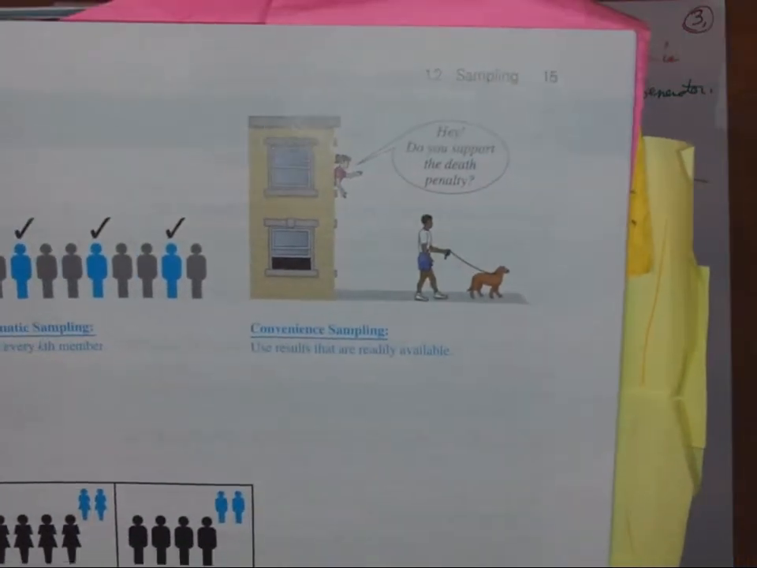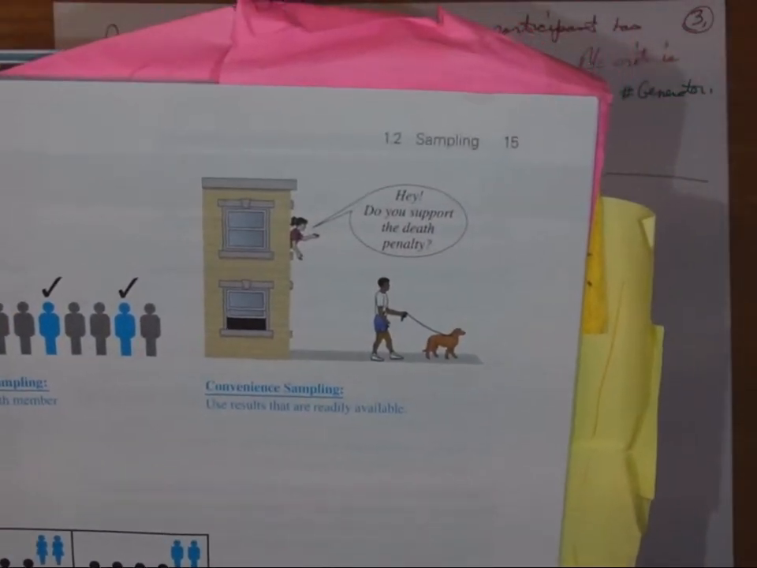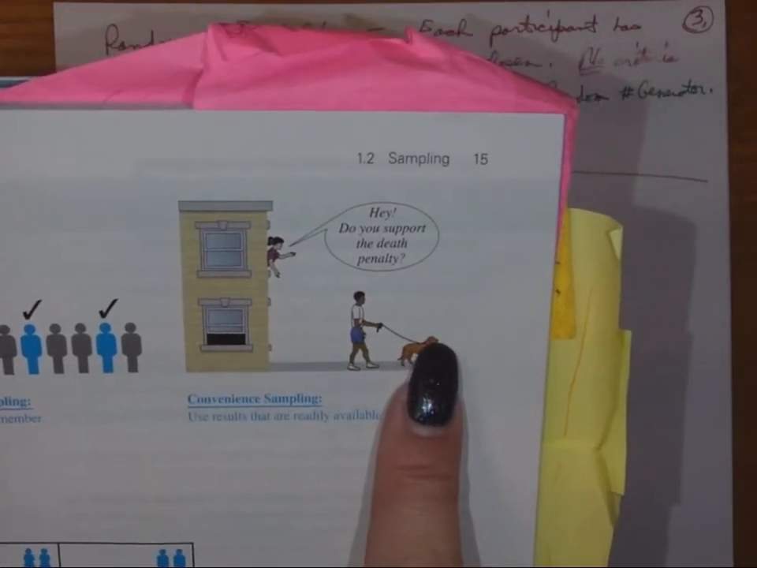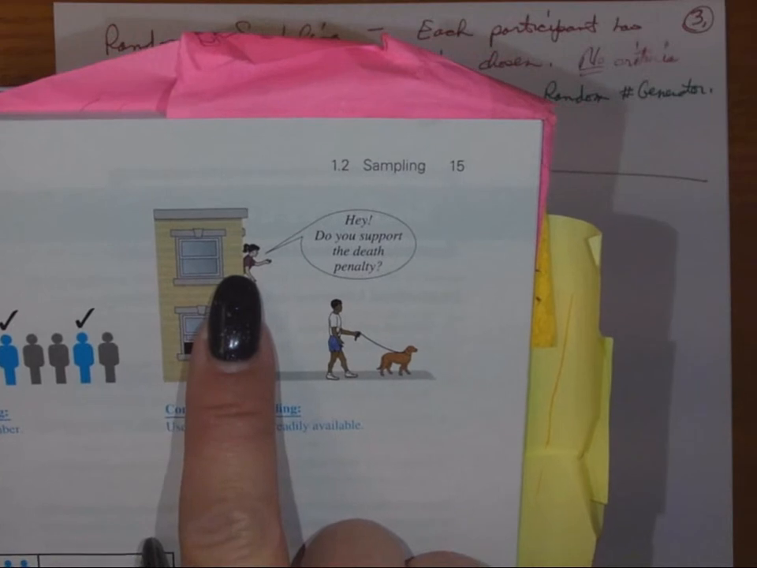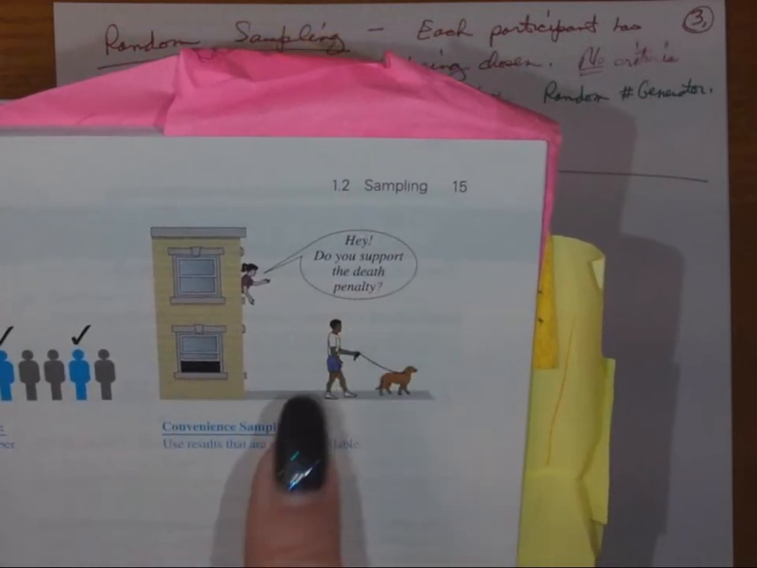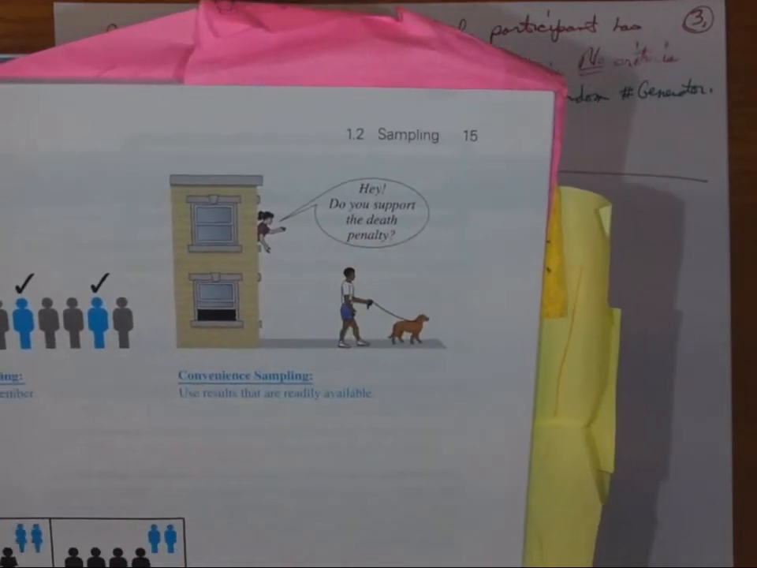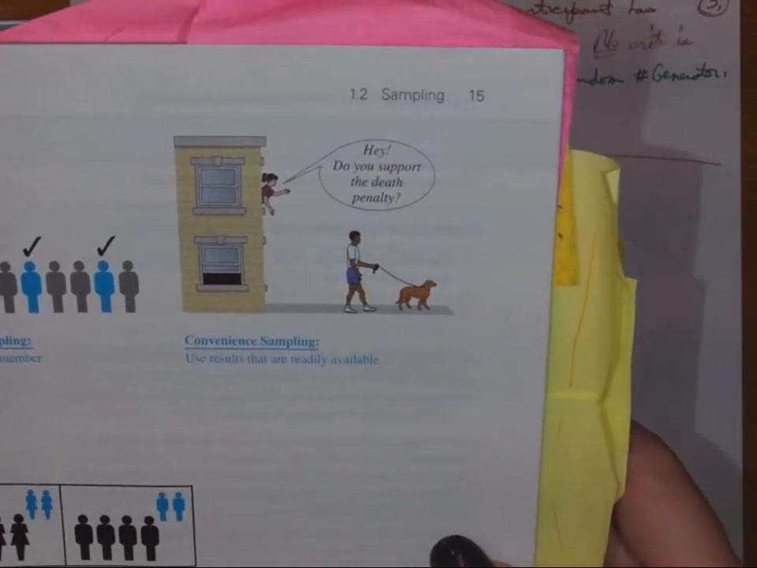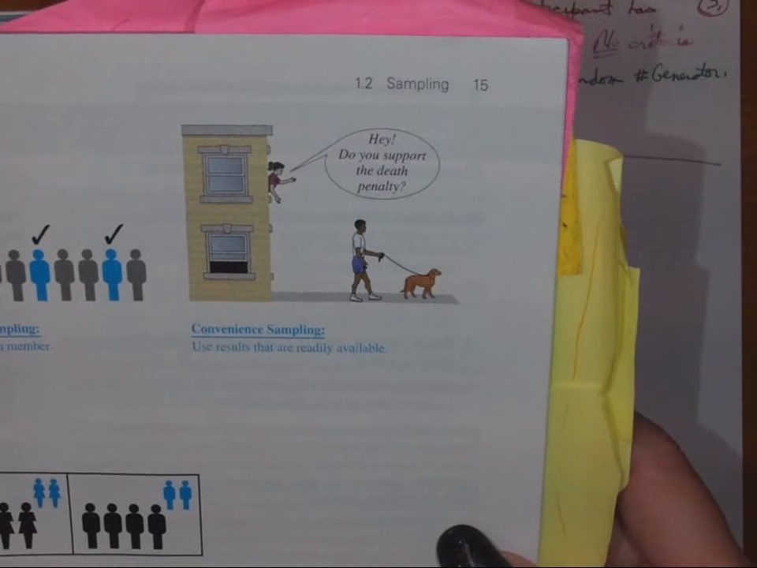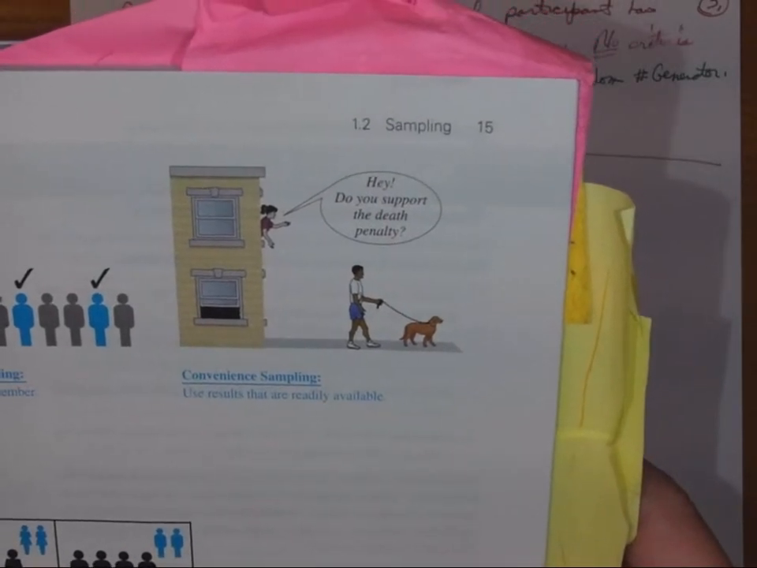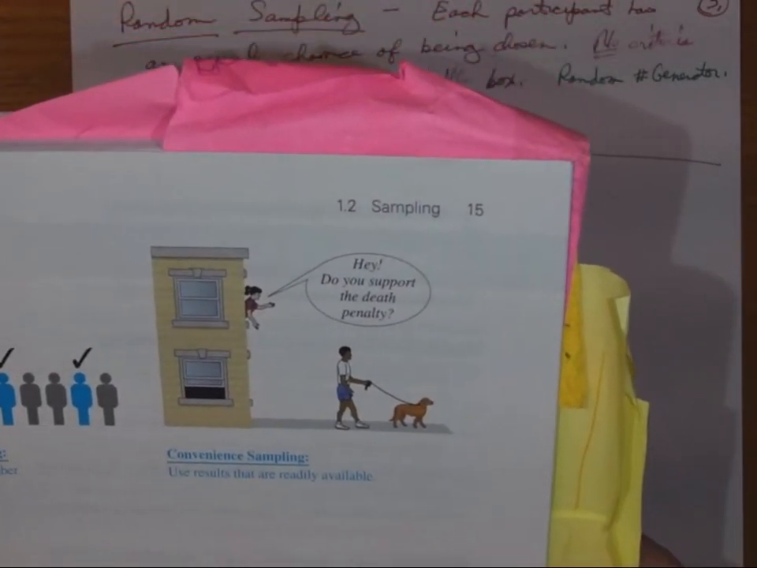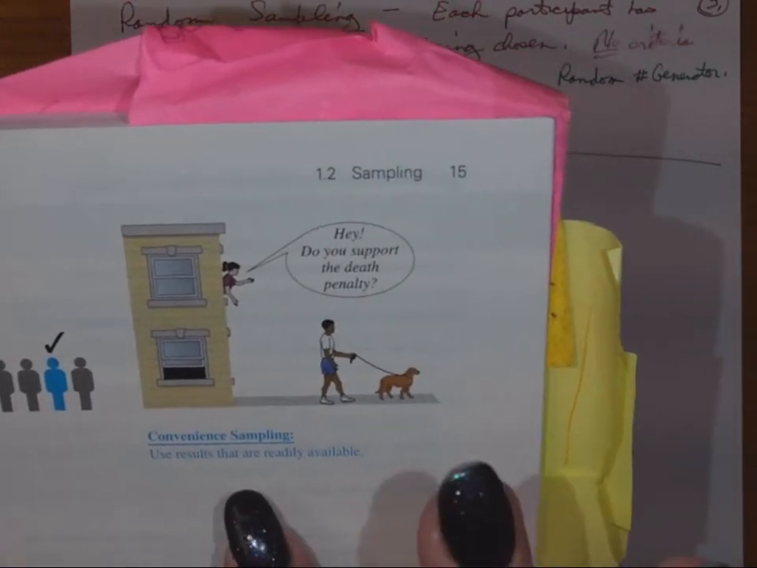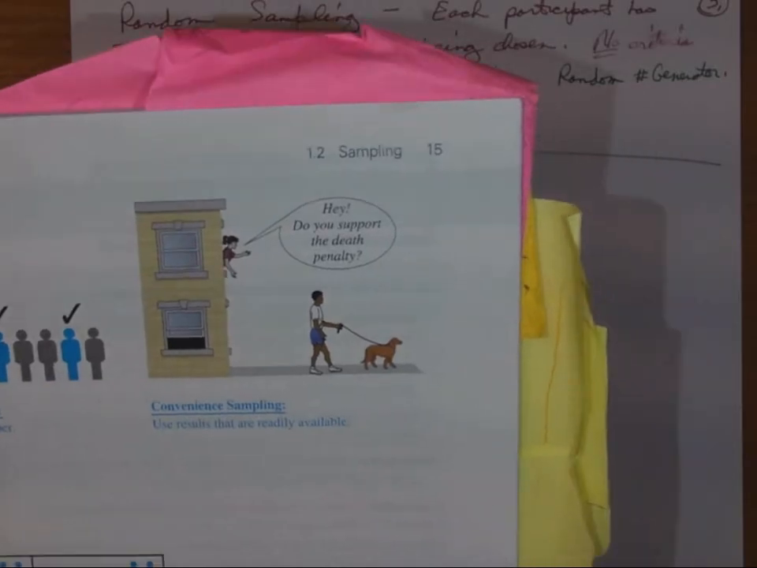So here's the picture that I love for this one. Convenience sampling. You can tell this guy, he's walking his dog down the street, and this girl sticks her head out the window and says, hey, do you support the death penalty? So it's very conveniently located for her because he's right outside her window and she can just yell at him and survey him. Now, hopefully she's doing a better job of surveying than that. But I like the graphic because it's just funny. And it says you use the results that are readily available. So they just came to me.